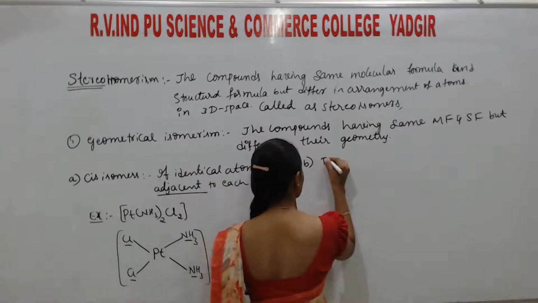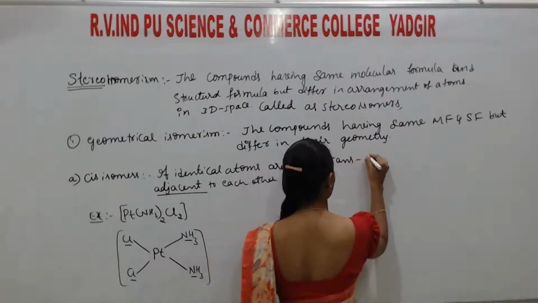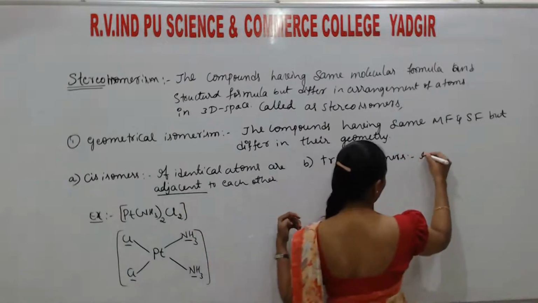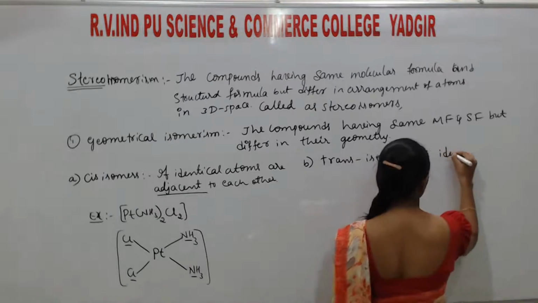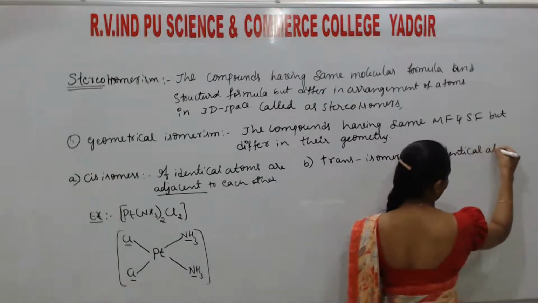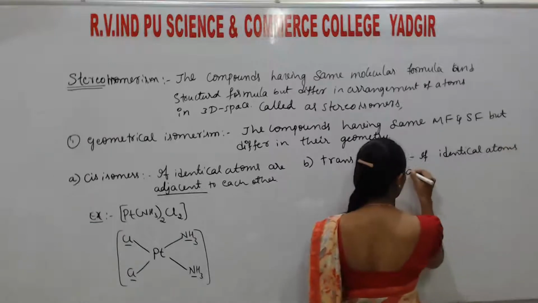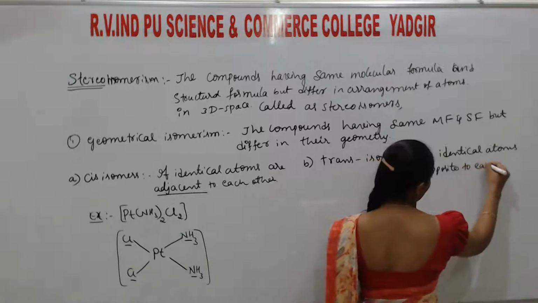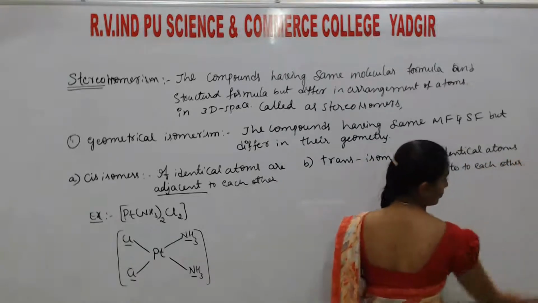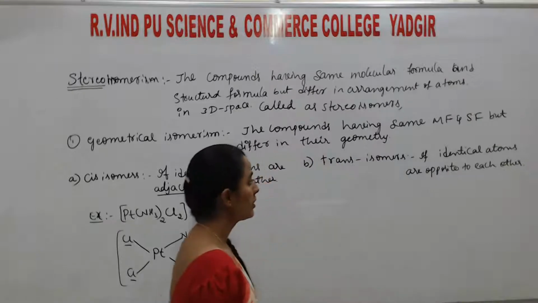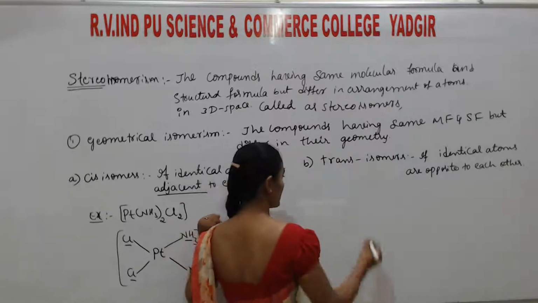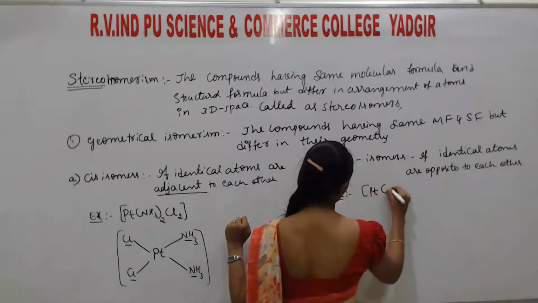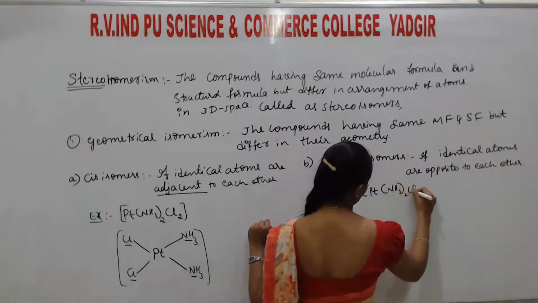So what are trans isomers? Trans isomers. Note, students, here it is adjacent; trans means opposite. If identical atoms are opposite to each other, then they are said to be trans isomers. So listen and take the same example, because we want the same molecular formula, that is platinum NH3 twice Cl2.